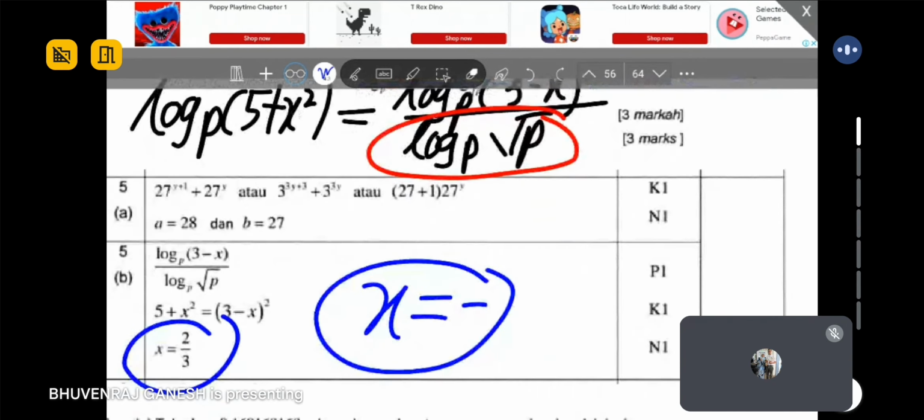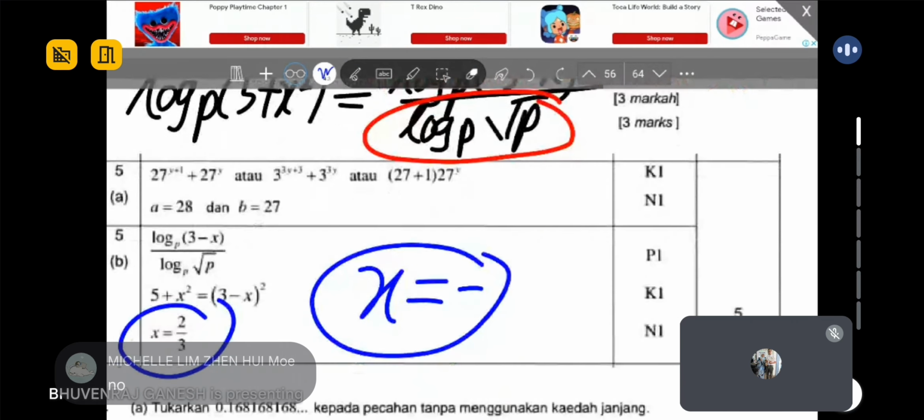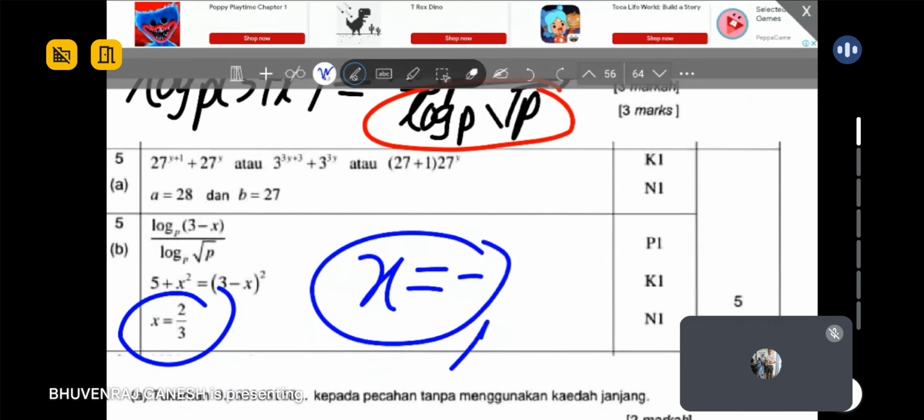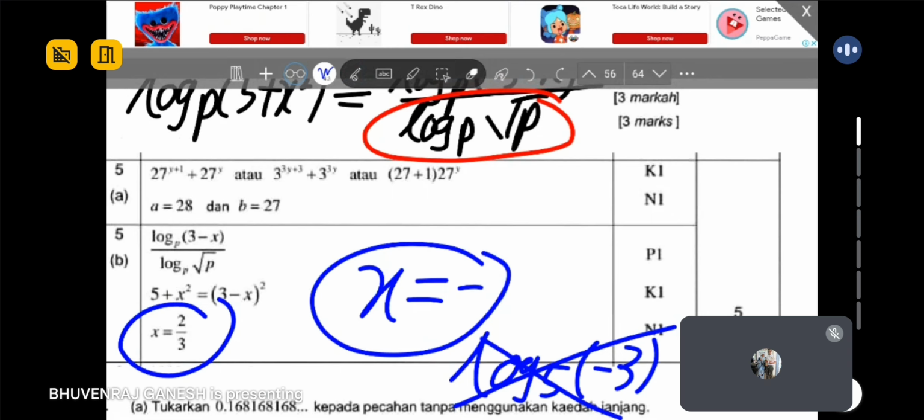Anyone? Can I accept a negative value? Okay, very good. Remember, log cannot have a negative. Example, log 5 of negative 3. You won't get an answer. There is no answer. So always remember the value must be positive.